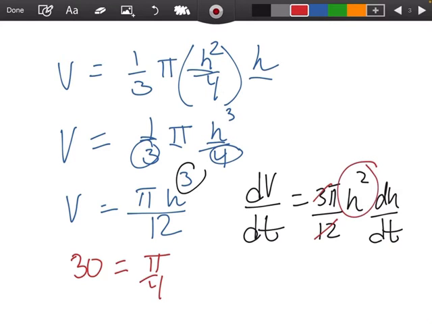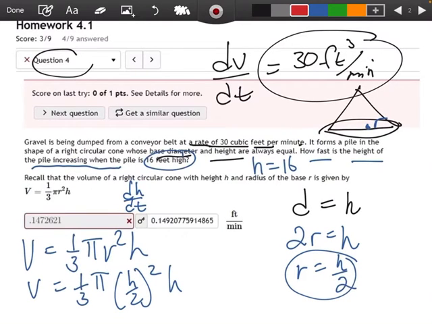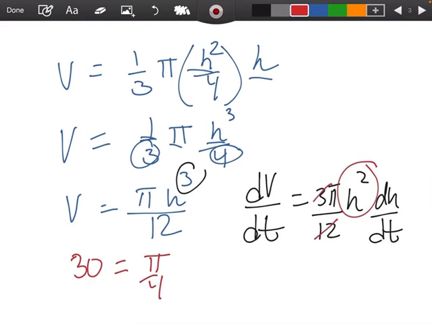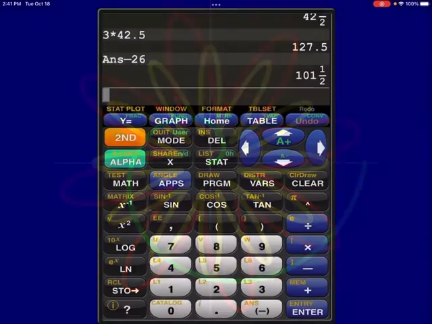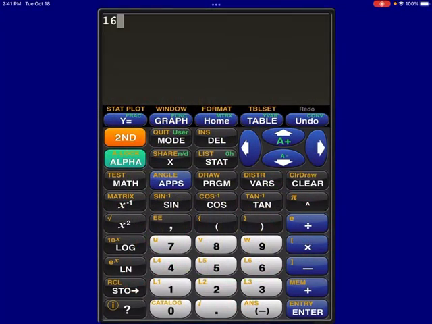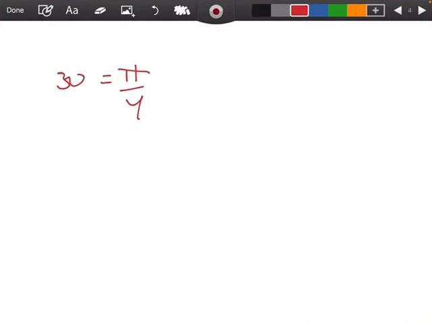I think we had a number for h too. h was 16. So 16 squared, dH/dt. I'm just going to go to the next page. So 30 equals pi over 4. Now I've got to figure out what 16 squared is. 16 squared is 256, dH/dt.